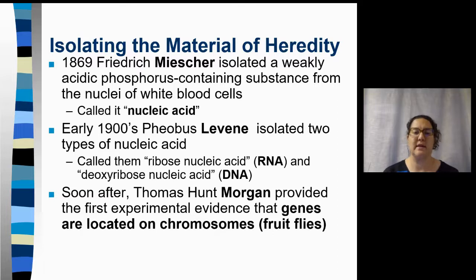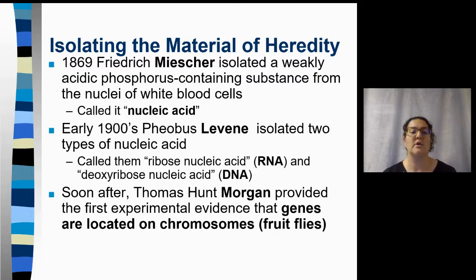So in 1869, Friedrich Miescher isolated a weakly acidic phosphorus-containing substance from the nuclei of white blood cells, and so he called it nucleic acid. In the early 1900s, Phoebus Levene isolated two different types of nucleic acid. He called them ribose nucleic acid and deoxyribose nucleic acid, and this is based on the sugar that makes them up.